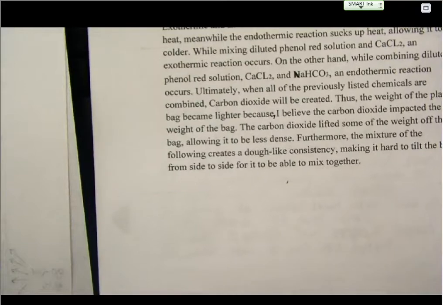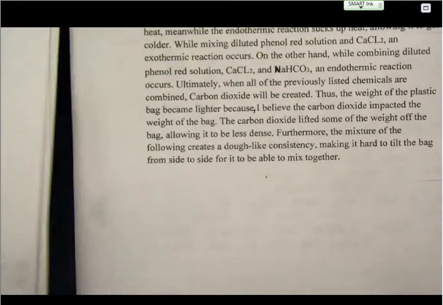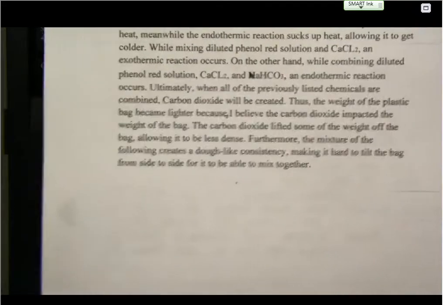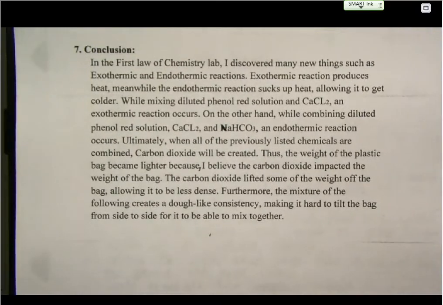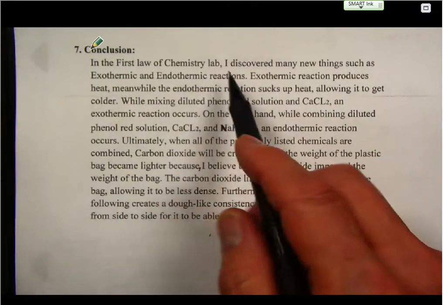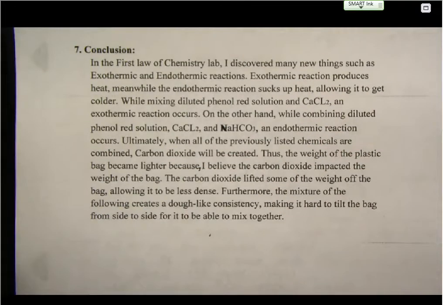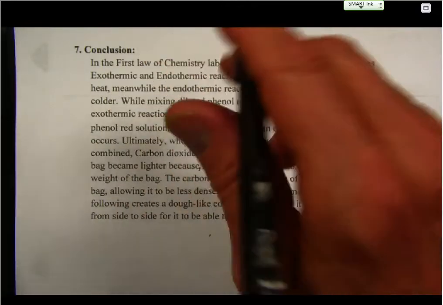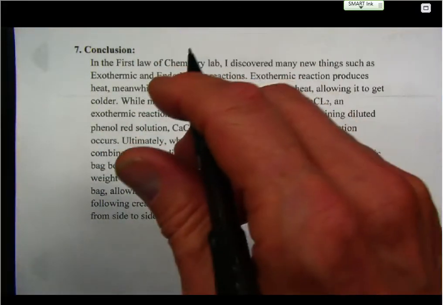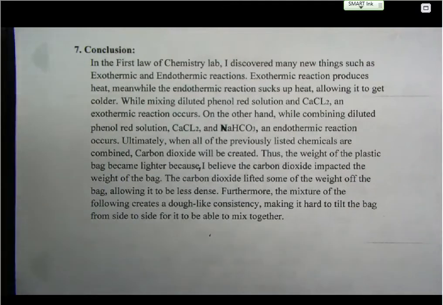This is where there's a very high chance that you're going to lose points. So you want to listen here very, very carefully. In the first law of chemistry lab, I discovered many new things, such as exothermic and endothermic reactions. You can't say anything without referring to an observation.